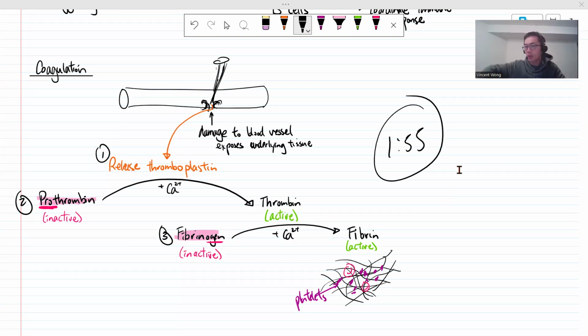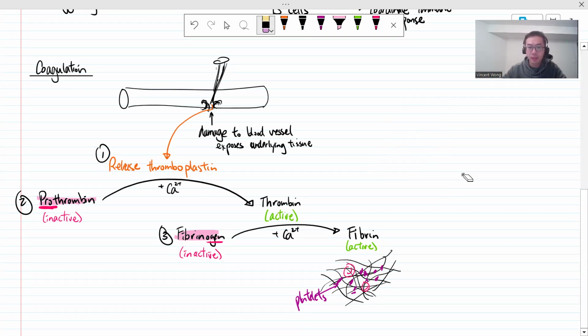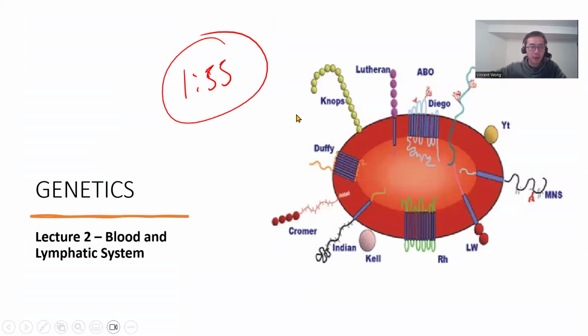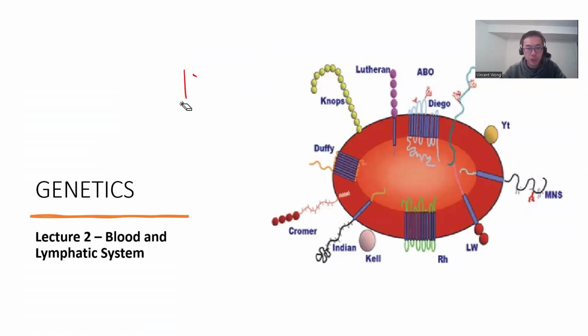All right, let's keep going. So now we have a basic understanding of what's in the blood. We are gonna shift gear and talk about the genetics related to the blood. So there's gonna be a little bit of overlapping with the genetic stuff that you learned last semester, with the genotype, phenotype, dominant, recessive kind of stuff.